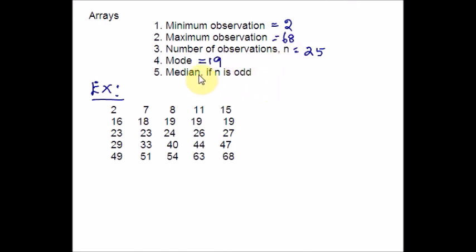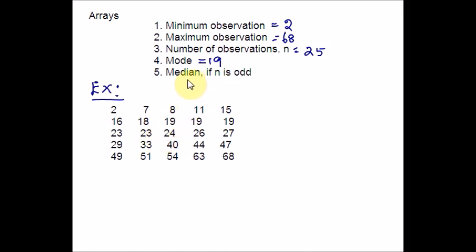This example is asking us to find the median, and n is odd because 25 is odd, no? So let us find the median. So what is the middle number of this 25? The middlemost number of this observation is this one, the 13th one. So there will be 12 numbers left of 24 and 12 numbers right of 24, and the middlemost is 24.